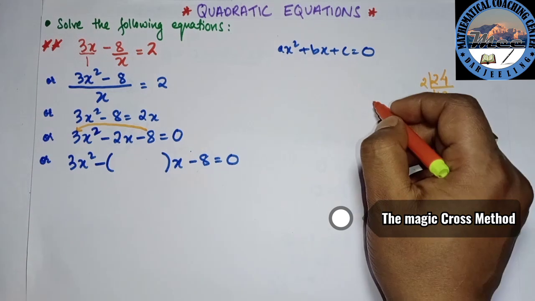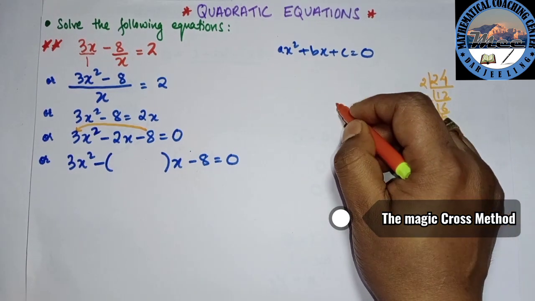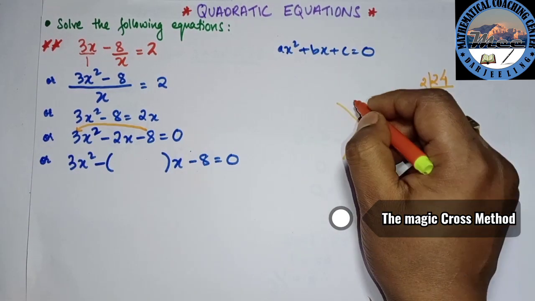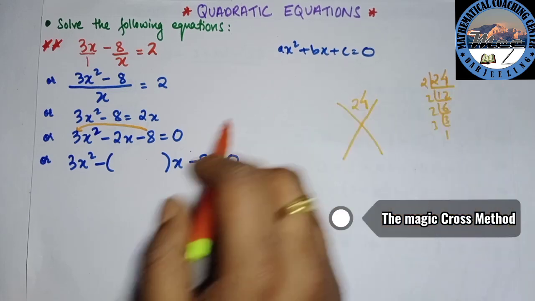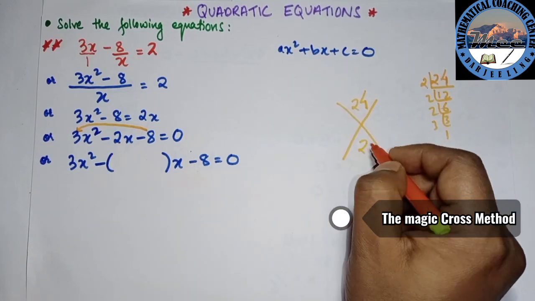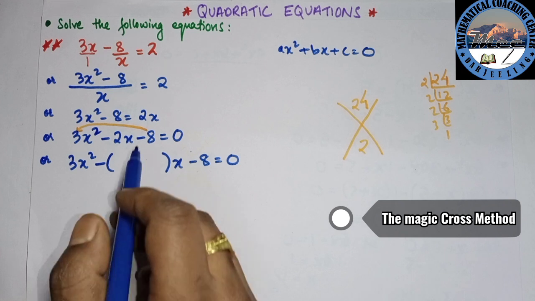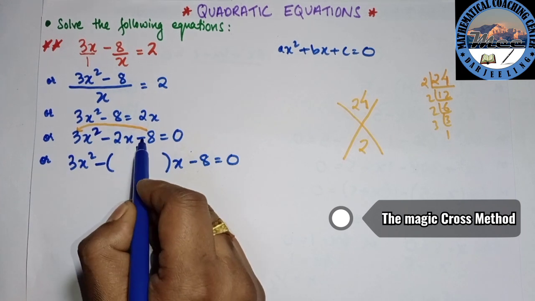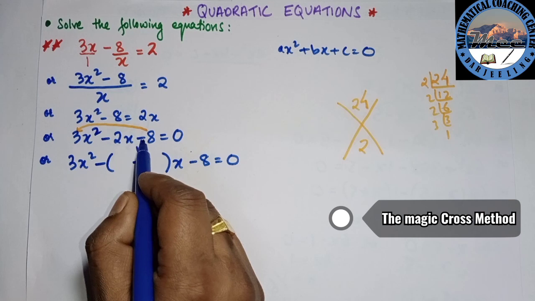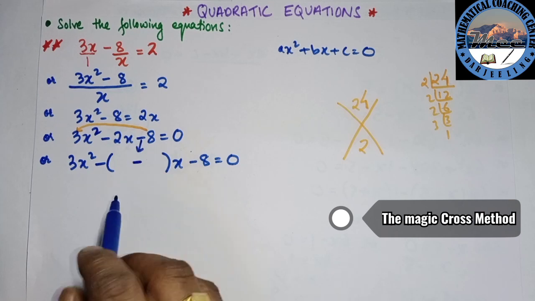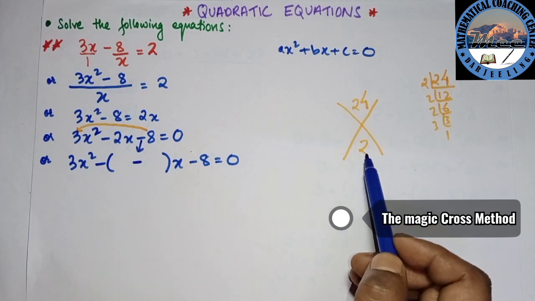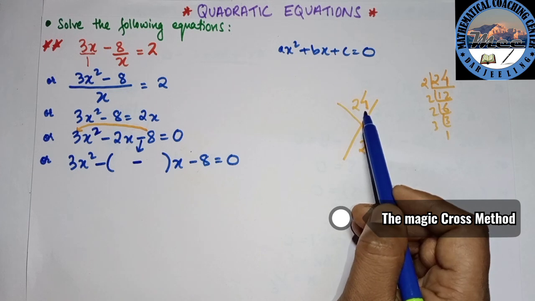Now I have to make a magic cross. So let's make a cross. What should I get? 24. And after subtracting, how much should I get? 2. Why subtracting? Because here is minus. So if it is minus, in the middle also it will be minus. If it is plus, it will be plus. Now after subtracting, I should get 2, and after multiplying, I should get 24.